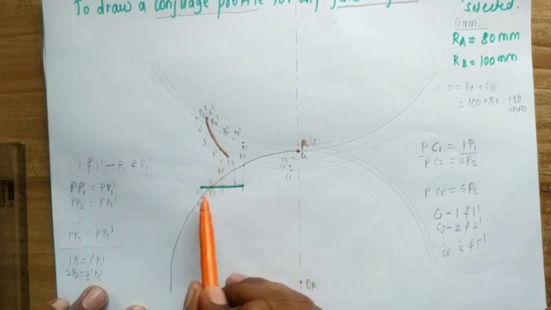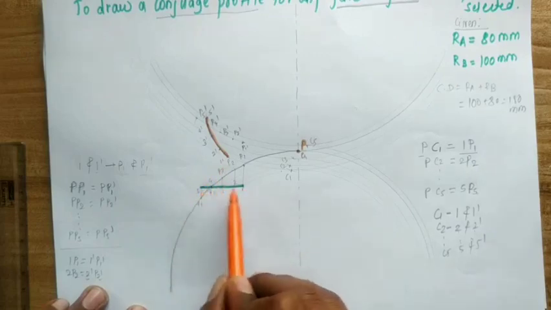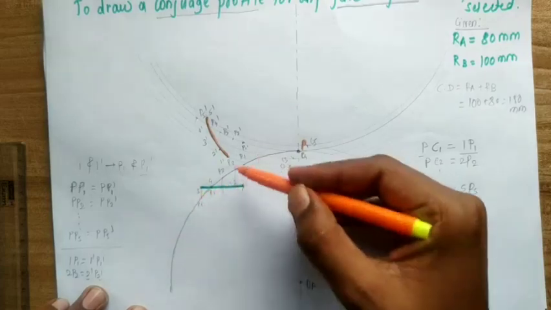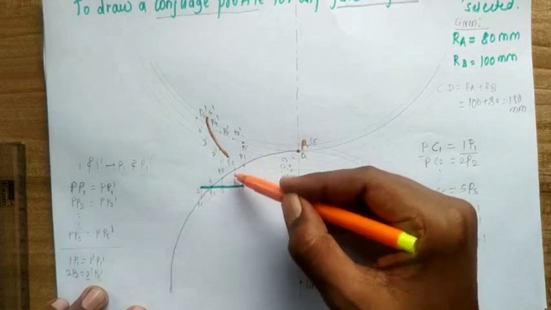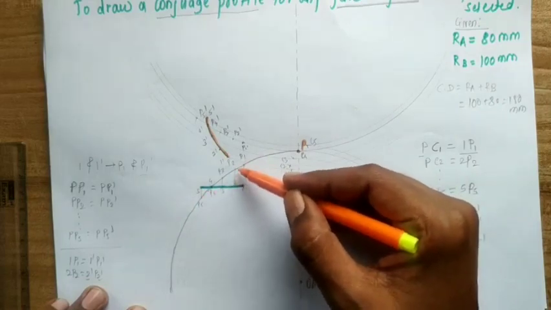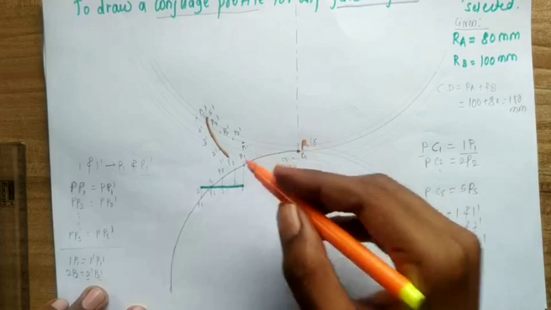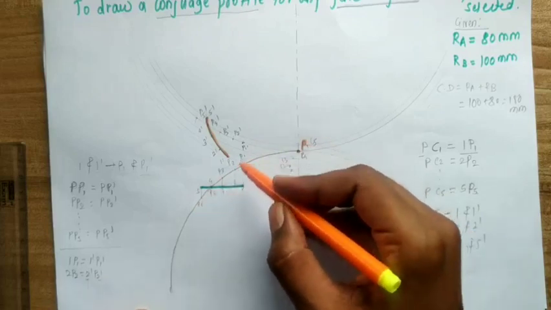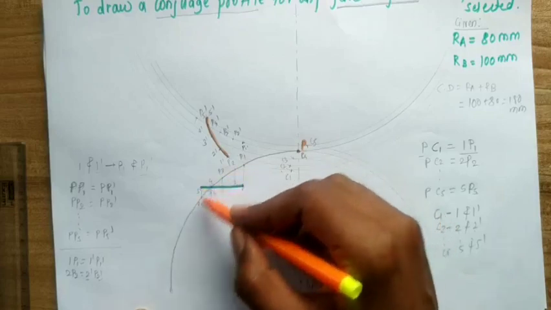Then on that profile, mark points 1 to 5. You can take any other points also. I take 5 points randomly. Then through those points, draw normals to this profile, so that the normals will cut the pitch circles. Whenever these normals cut the pitch circle, call these points P1 to P5. So from 1 to 5, I get P1 to P5.